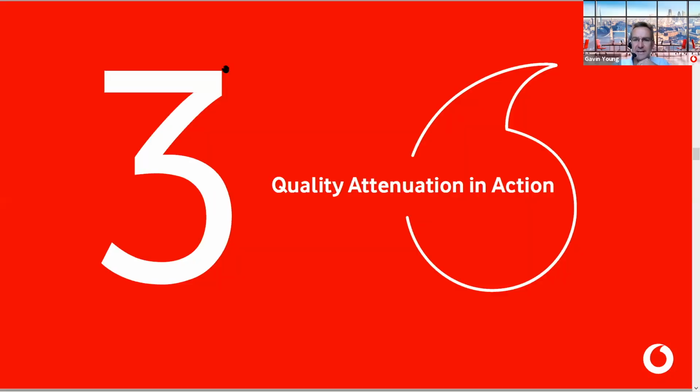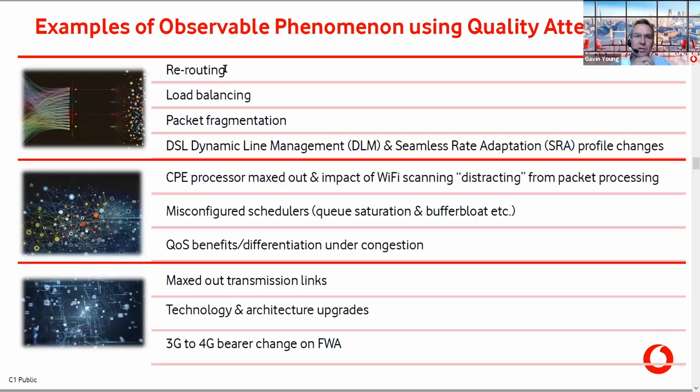So that's the principles of how quality attenuation works. Let's have a look at what you can actually use this for. Some of the things that we've observed by using quality attenuation is, first of all, rerouting events. We're doing some measurements comparing VDSL and fiber and 4G lines in one of our country's networks, characterizing the different technologies, and we'll show a few results from that in a moment.